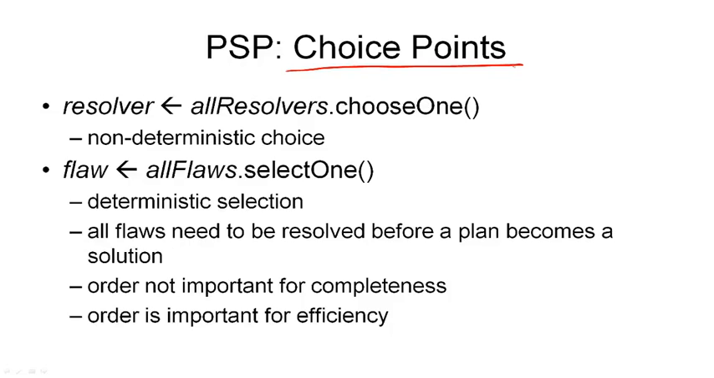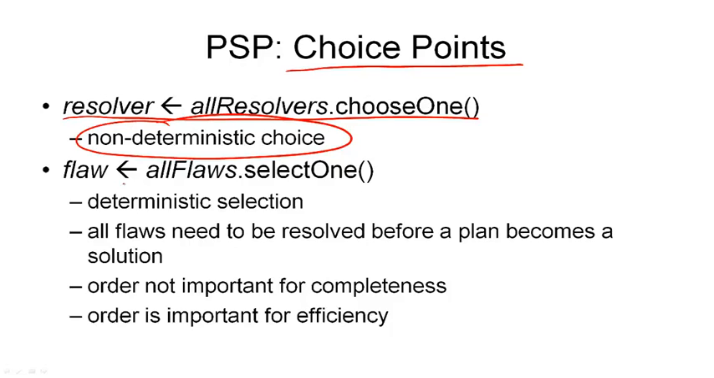Let me first describe the choice point where we select a resolver. So we have a function called resolvers choose one that selects one of the resolvers for our chosen flaw. This is a non-deterministic choice point. So the way the algorithm is described is as a non-deterministic algorithm, which means we need to turn this into a deterministic algorithm for the implementation. And this choice point is one that we need to backtrack over. That means it's a non-deterministic choice point. We need to come back here if we fail in one branch and try a different branch in our search.